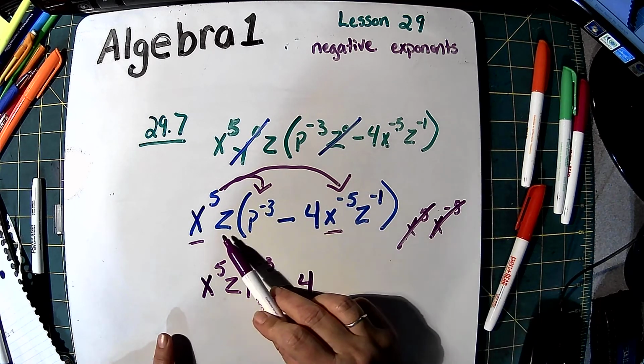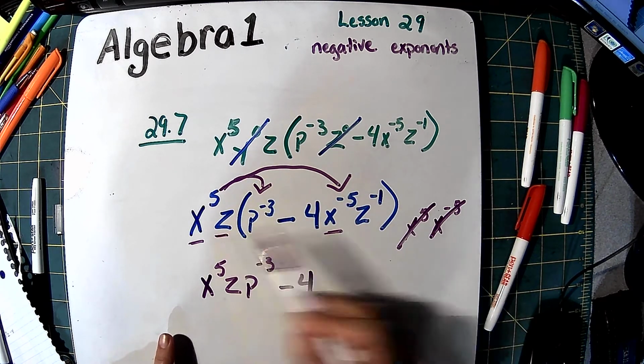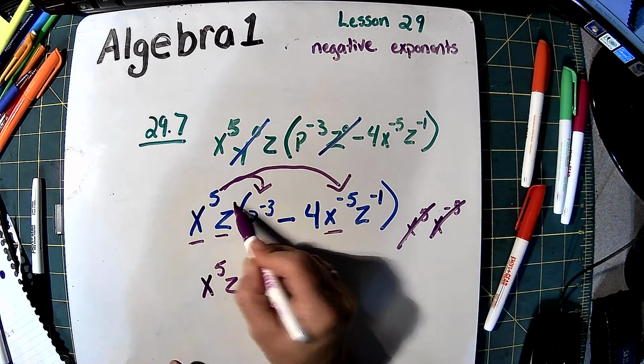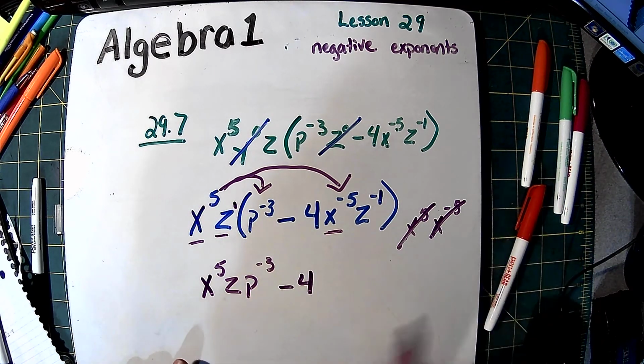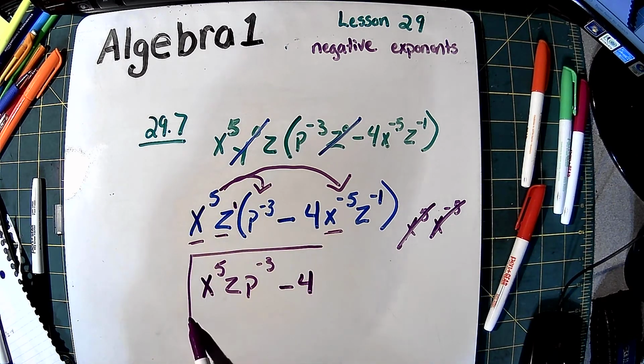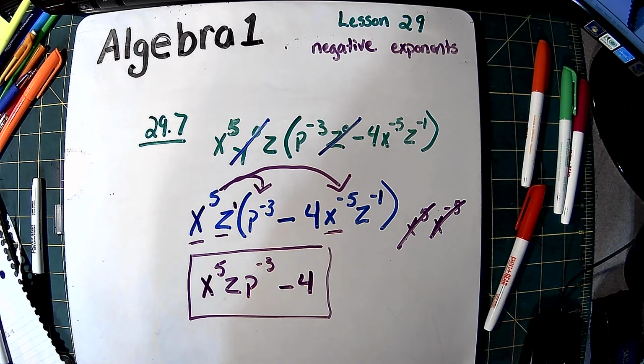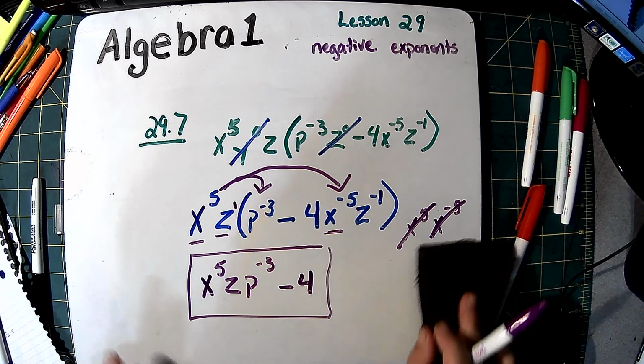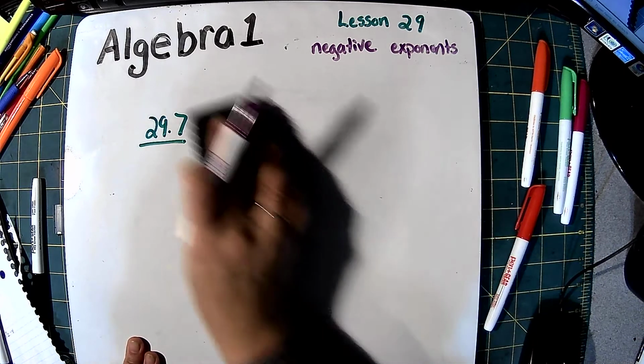This one, I have z to the 1 and z to the negative 1. Those also cancel each other out. So I don't have any z's. So that is all I have left, and that's the answer to that one. Okay, so be careful on the ones that cancel each other out.